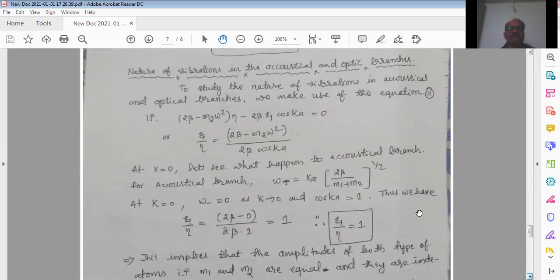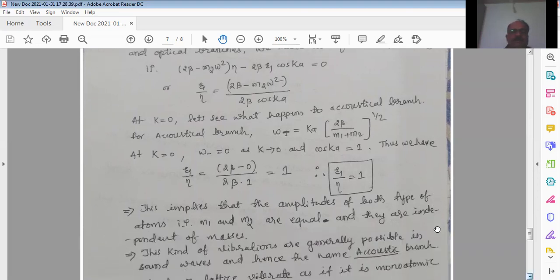Now we'll see the nature of vibrations in the acoustical and optical branches. To study this, we will make use of equation 11, which came earlier. You simplify this equation, just take the RHS and divide. It becomes zeta by eta is equal to (2 beta minus m2 omega square) divided by 2 beta cos ka. So what happens to this zeta by eta? That is the ratio of amplitudes we are working out.